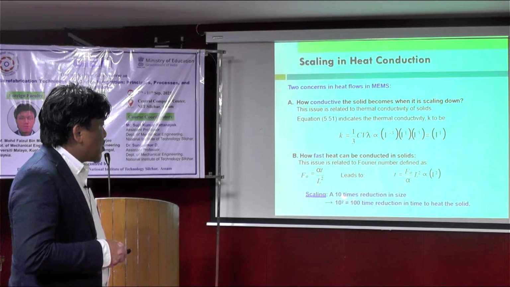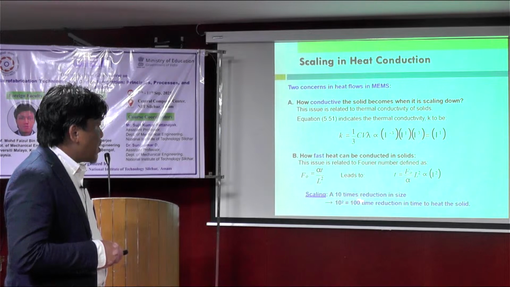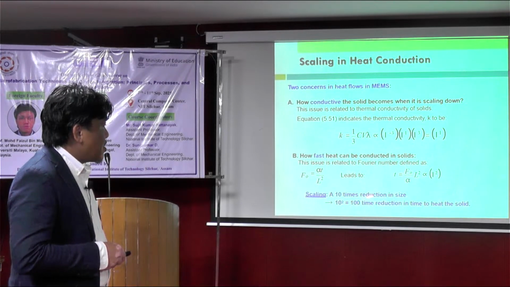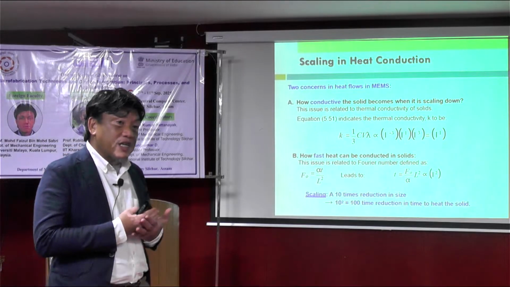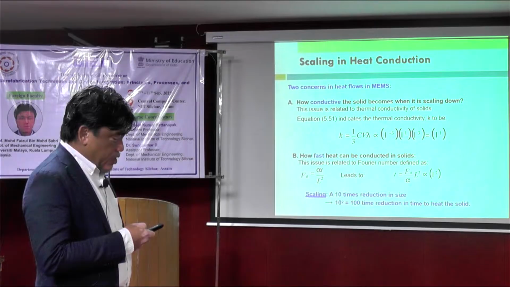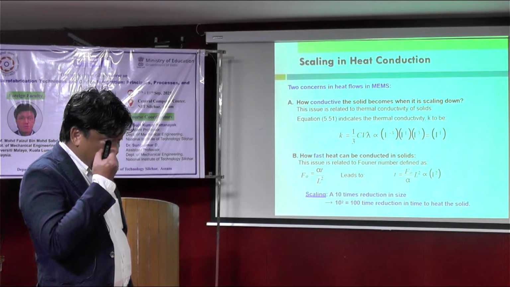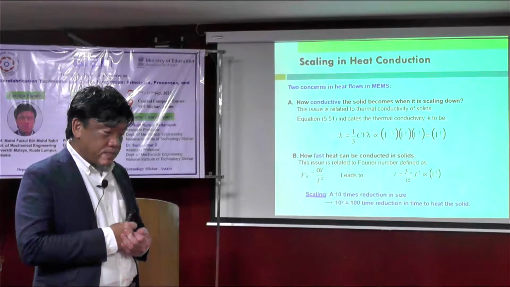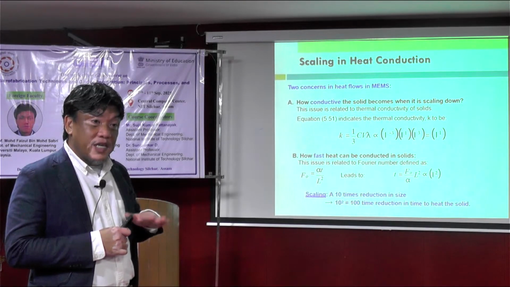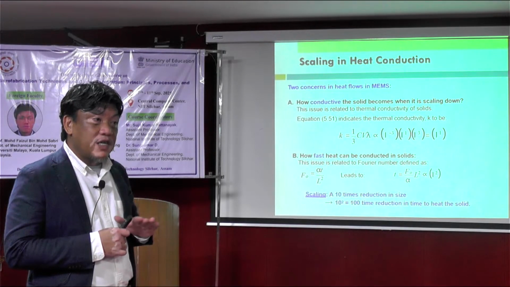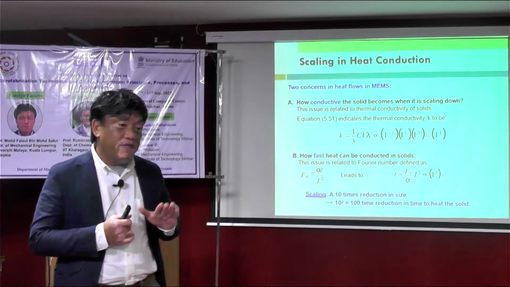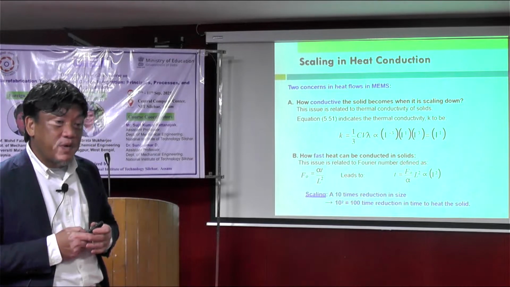So with 10 times smaller size, you get faster heating of the solid. You can get quick heating of the systems. So that's why you can have a quick thermal actuator, the inkjet. If you use thermal materials to heat up very fast, they can get a fast response.